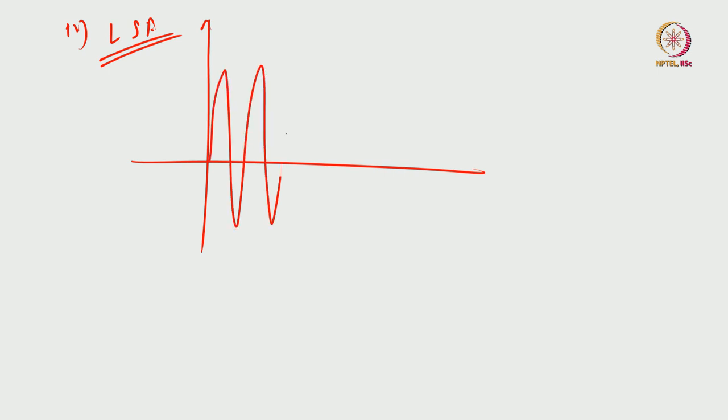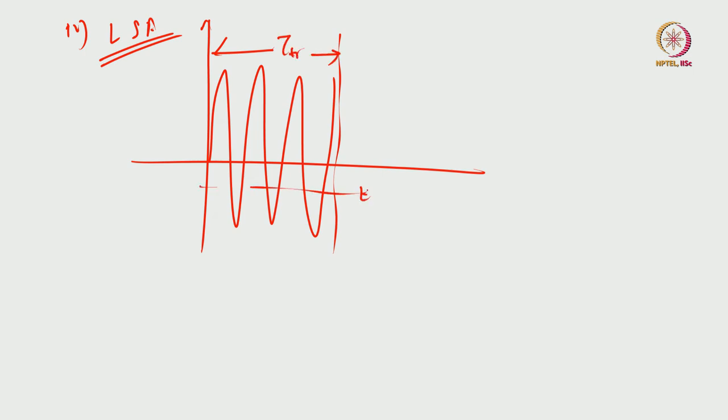The final mode under Gunn oscillation is the LSA mode, limited space charge accumulation mode. This is almost similar to quenched, except that it is even faster. This is your transit time, this is your ETH, this is your ES. When the frequency of oscillation is too high, the domains do not get enough time.